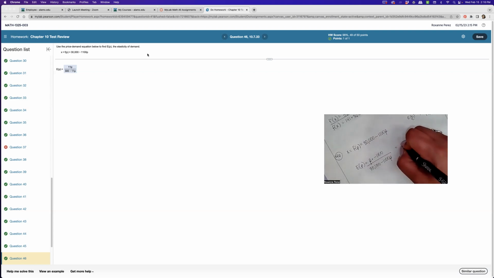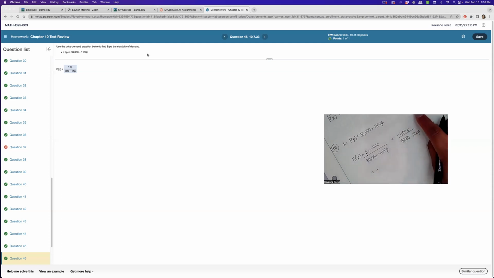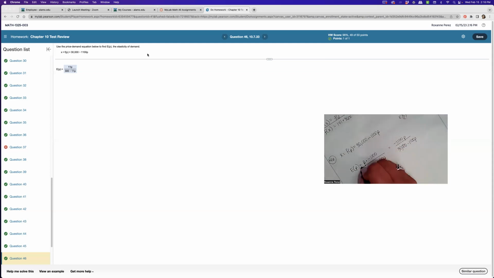So I'm just going to rewrite this. It's 1100p, 30,000 minus 1100p. We are going to factor 100 out of each of these terms. So that's going to look like negative. Oh, I made a notation error. This is negative p. So here I should have also had a negative p, and a negative times a negative makes this positive. Okay, sorry about that detail, guys.